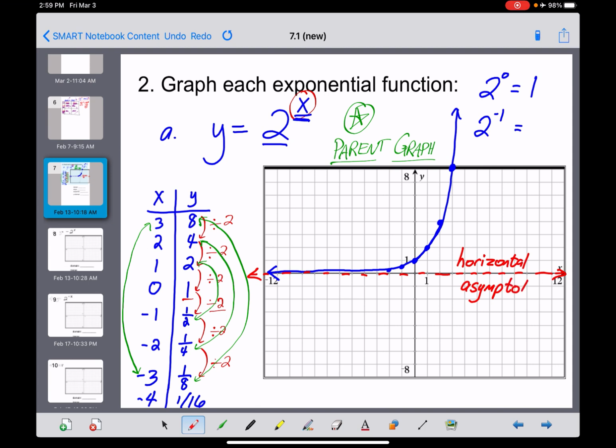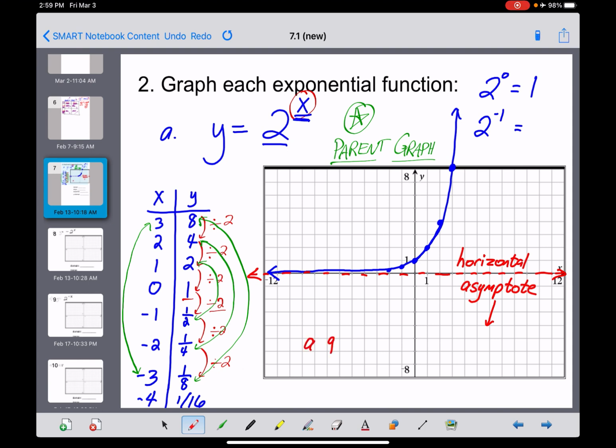ASYMPTOTE. I needed to spell that out loud for my benefit and not for yours. Now, when you get to calculus, everybody, the definition of a horizontal asymptote changes just a little bit. But for our purposes right now in Algebra 2, we should probably write this down.